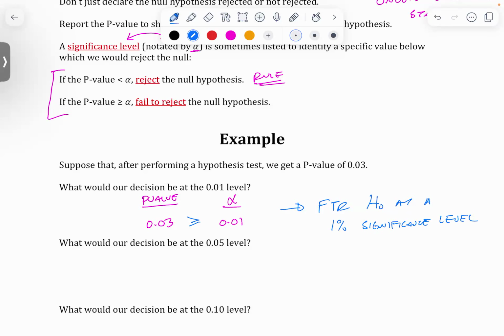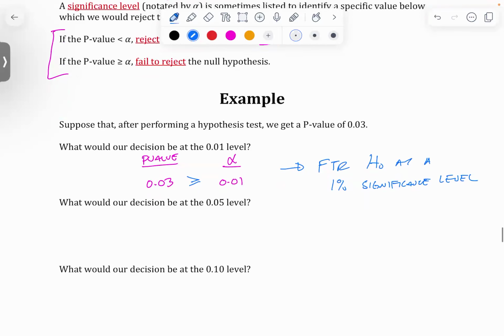A couple of notes. FTR, fail to reject, that's shorthand there. Be aware that there is no such note for reject H0. Don't use RHO. Write out reject H0, but FTR is pretty common notation for shorthand.